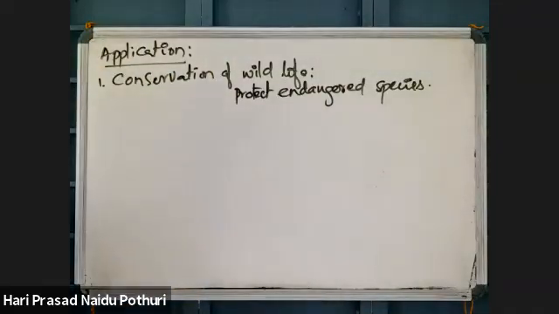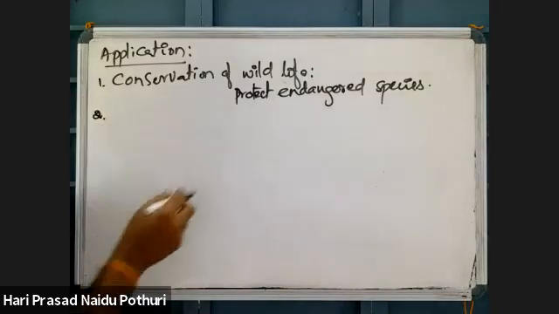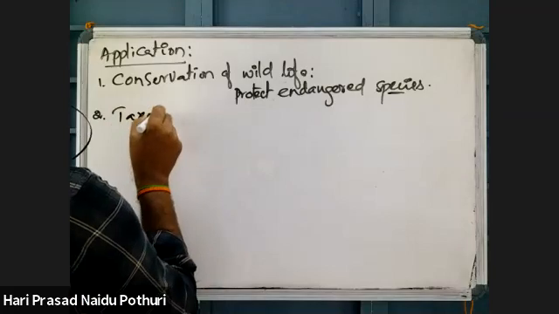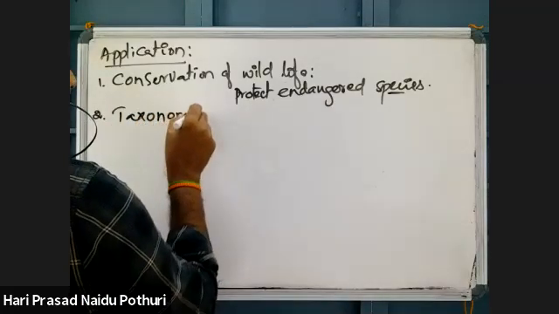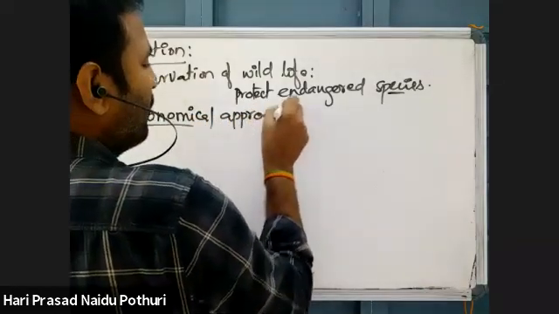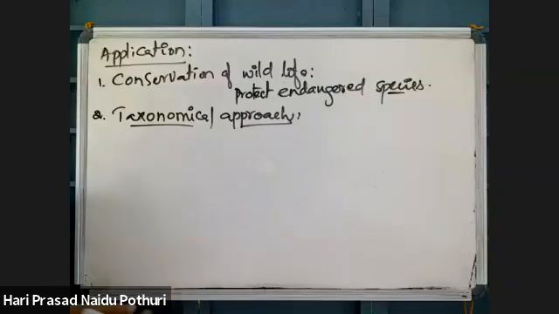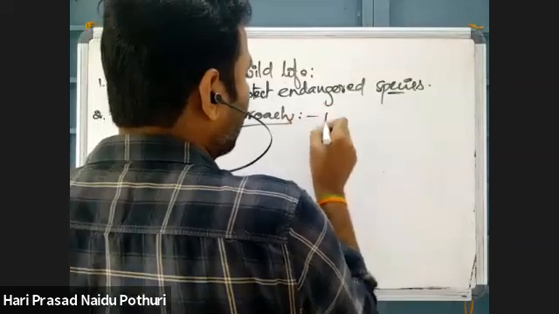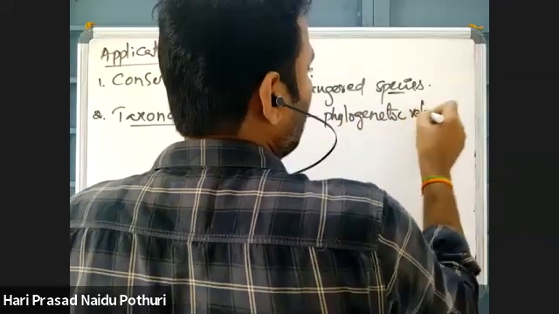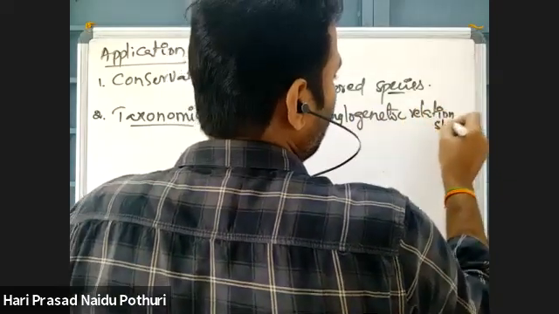Endangered species whose number is decreasing. So by comparing the DNA or by finding the species, we can protect them. That is one. And in taxonomy, we can use a taxonomical approach. How will DNA fingerprinting be useful in taxonomy? By using DNA fingerprinting in taxonomy, we can find phylogenetic relations or phylogenetic relationship.